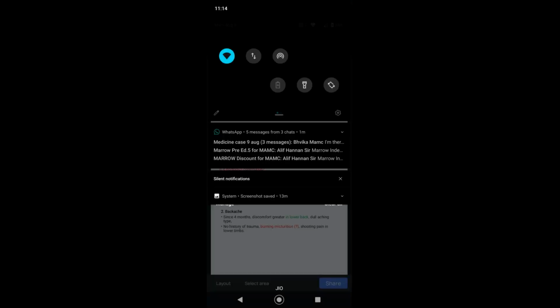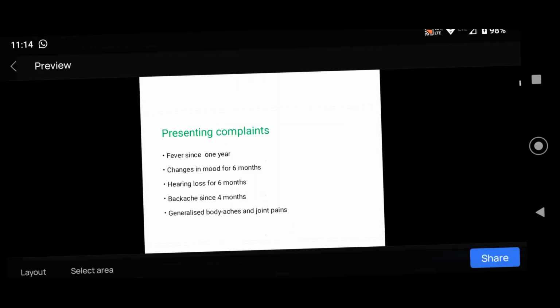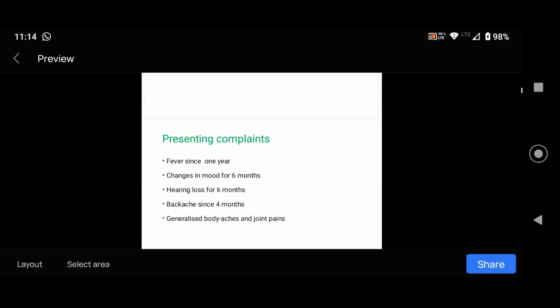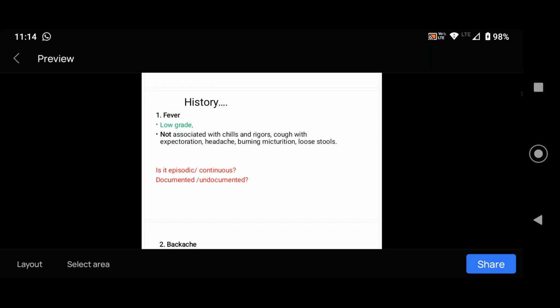So in this situation, the fever was documented. The patient had measured the fever on numerous instances, and the patient's fever was in the low to moderate grade multiple times over the past few months. Many times the patient has documented it. So that is one good question to ask. And the patient was having fever. Is it episodic or continuous?